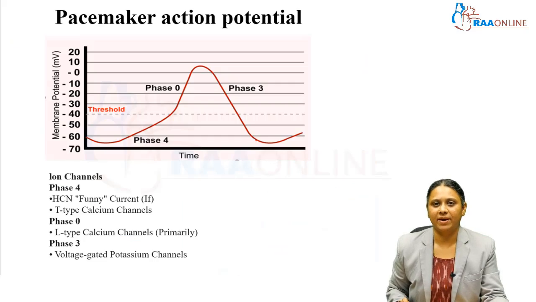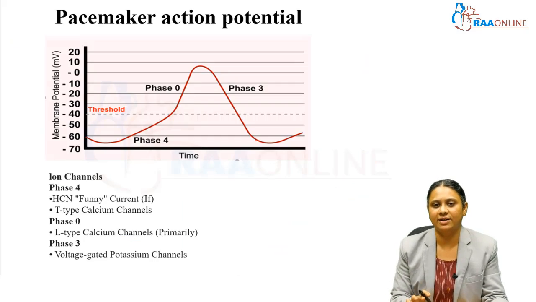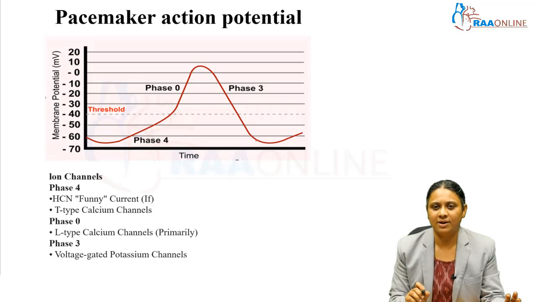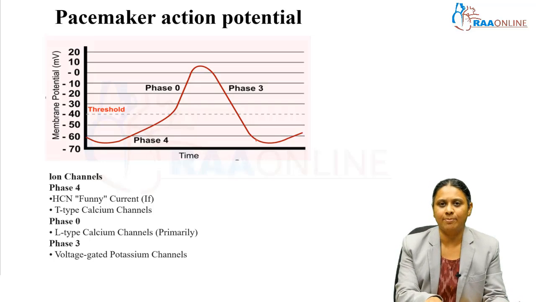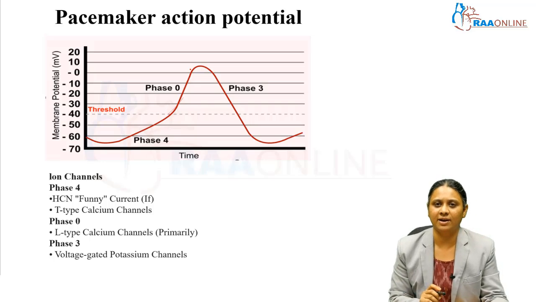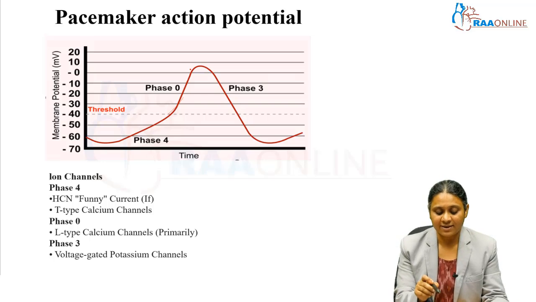Next, we will see the pacemaker action potential. Here it is very simple. There are only 3 phases, phase 4, 0 and 3, no 1 and 2. And you can see it is very broad and the slope is also increased when compared to the cardiac myocyte potential. So, the first difference is the resting membrane potential, like already mentioned.